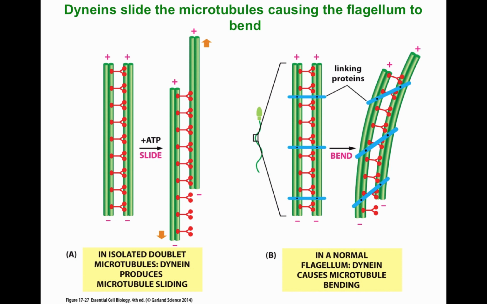The dyneins are going to try to move towards the negative pole, but because you have the nexin protein linkers, they're only able to bend. When they're bending, you have 9 different microtubule structures that are bending relative to one another, and that is what is going to generate the undulating movement of the cilia and the flagella.